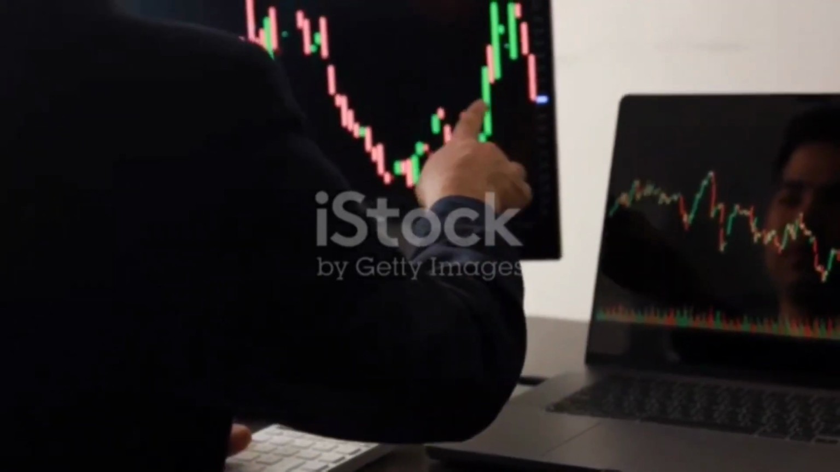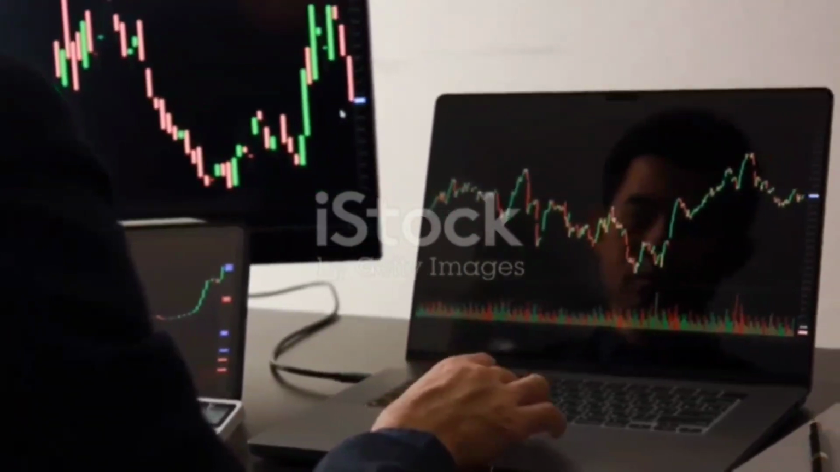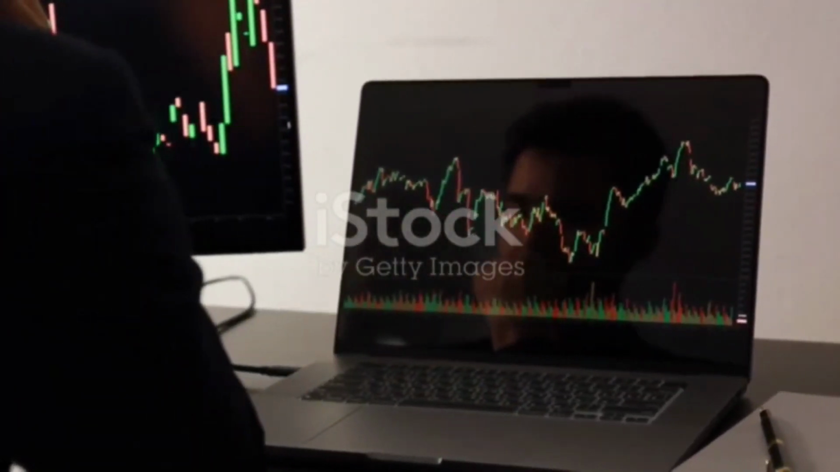So, there you have it, a step-by-step guide to building a diversified investment portfolio. As you embark on your investment journey, may the odds be ever in your favor in the financial markets.